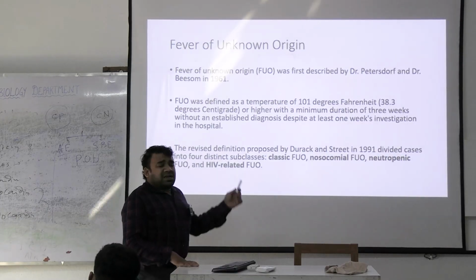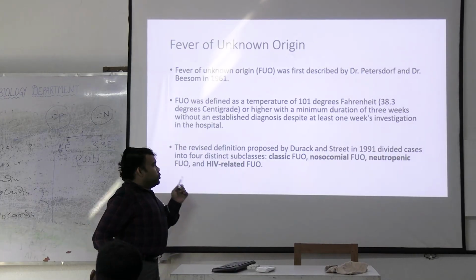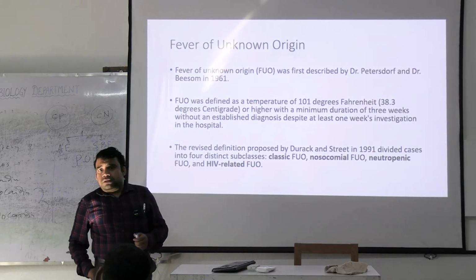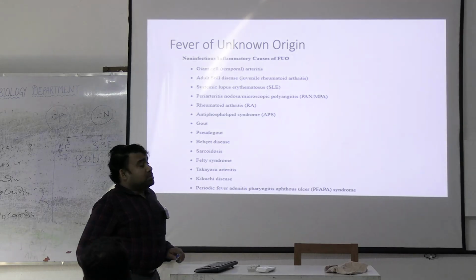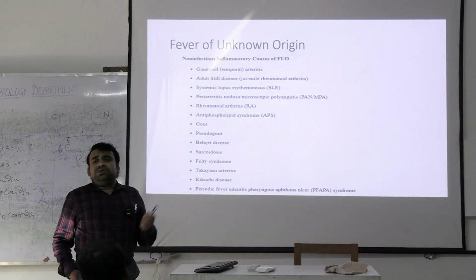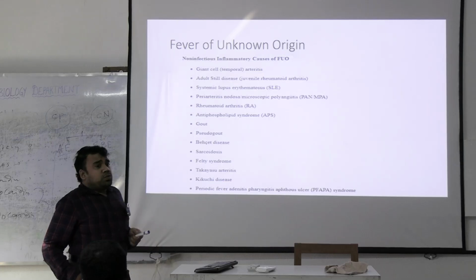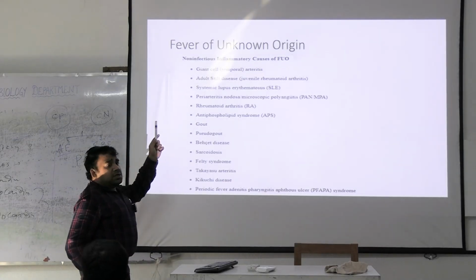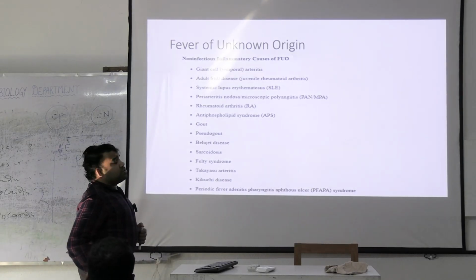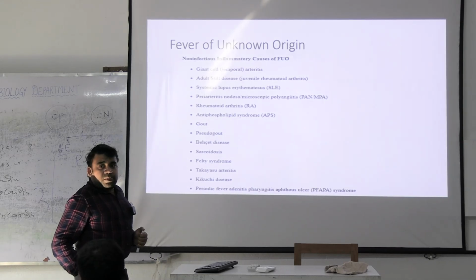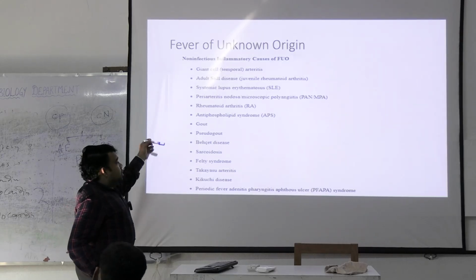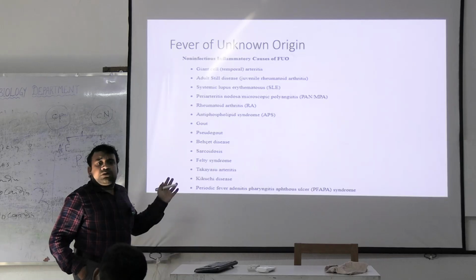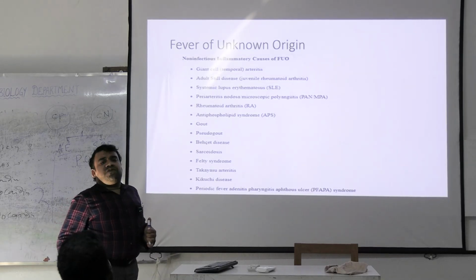Okay, I said that classical FUO, nosocomial, neutropenic and HIV are based on the patient profile. This is the most important part which I want to stress upon. When we are dealing with FUO, you have to understand there are many non-infectious causes of FUO. It could be of autoimmune causes, it could be of diseases like gout, pseudogout, metabolic causes. These are also very important.